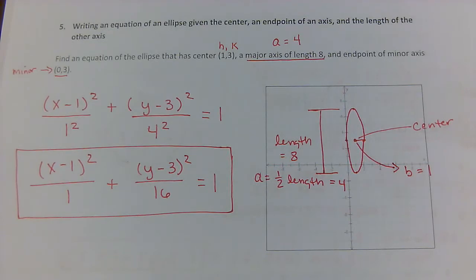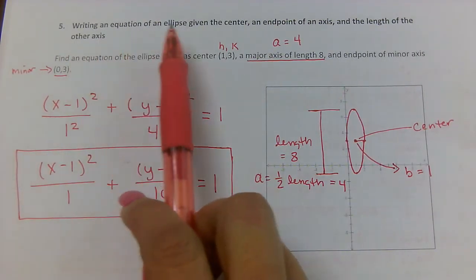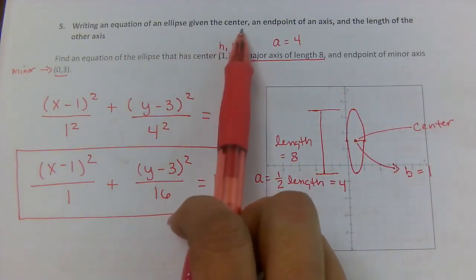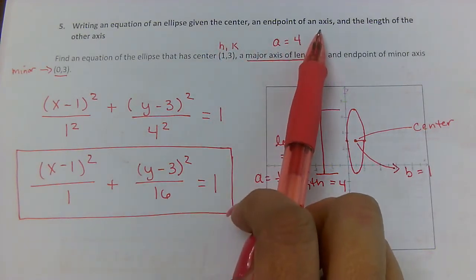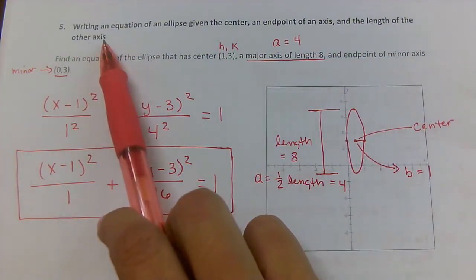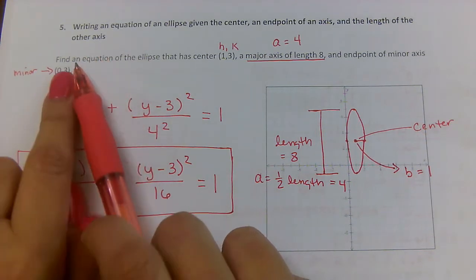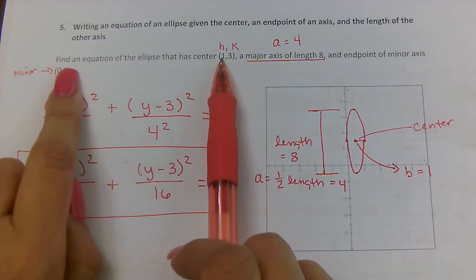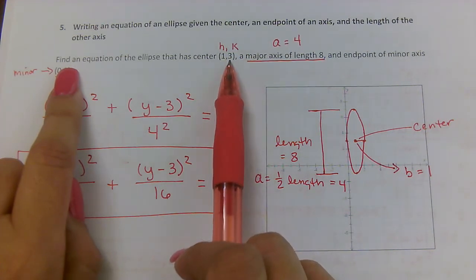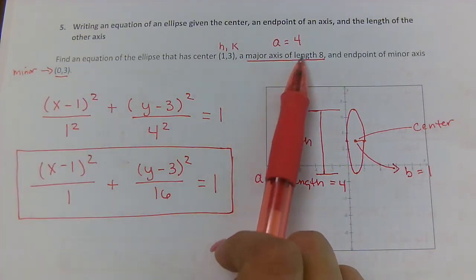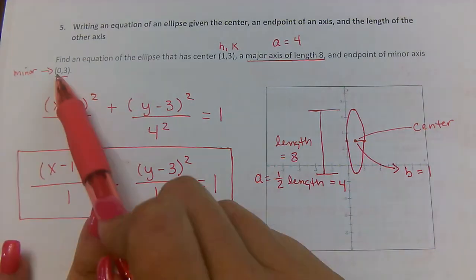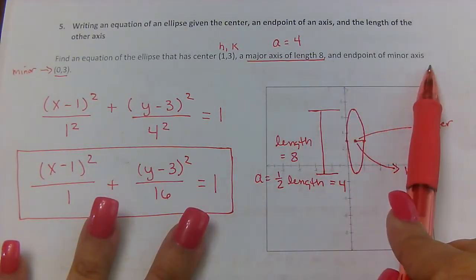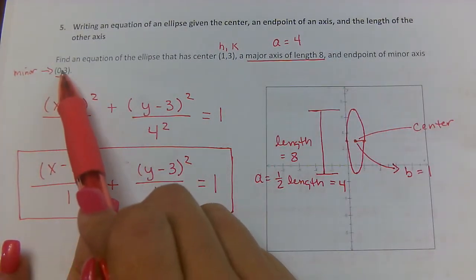Number 5. Number 5 says now we're going to write the equation of an ellipse given a center and an endpoint, okay, and the length of the other axis. So the first thing I did here was identify the center. Our h is going to be 1. Our k will be 3. The major axis has a length of 8. The endpoint of a minor axis is (0, 3).